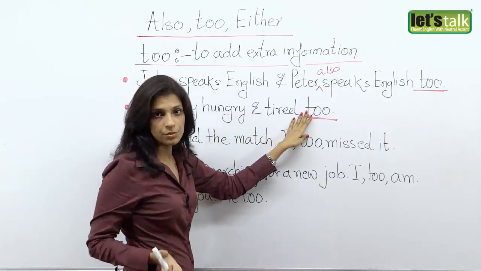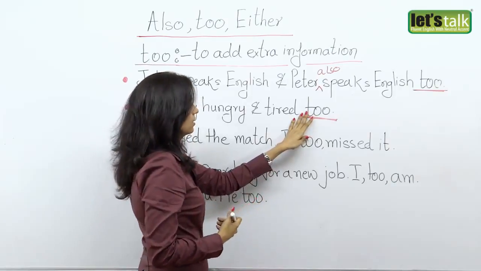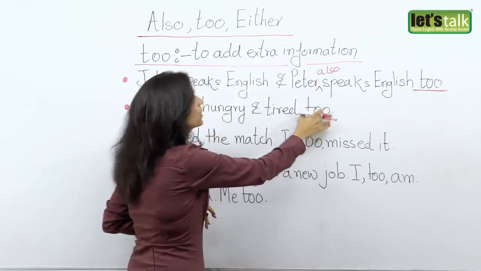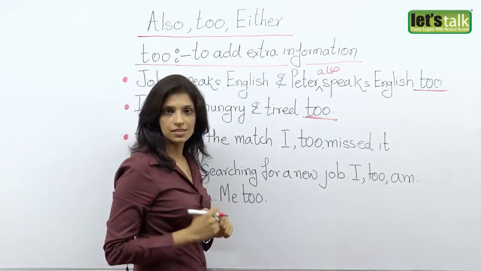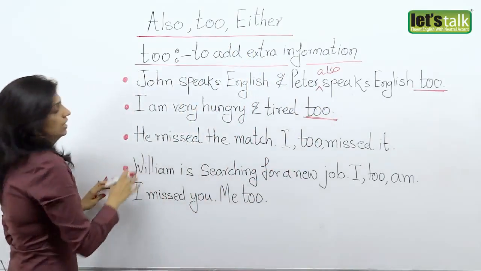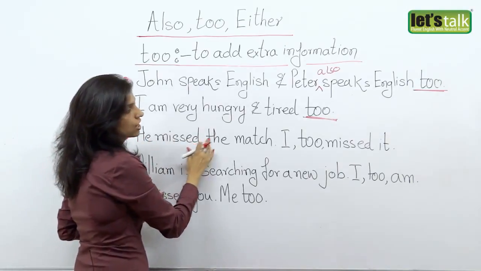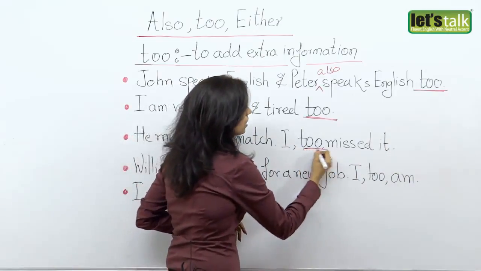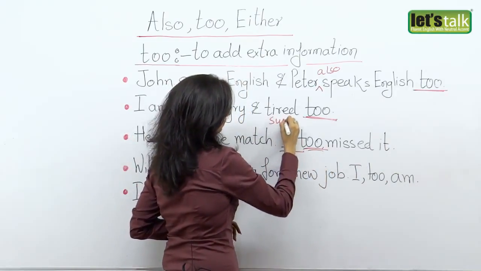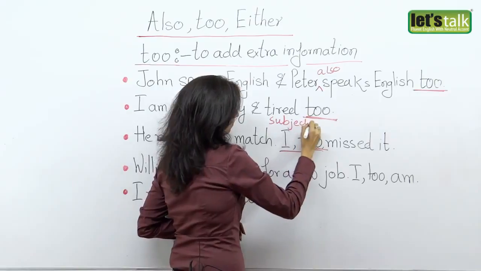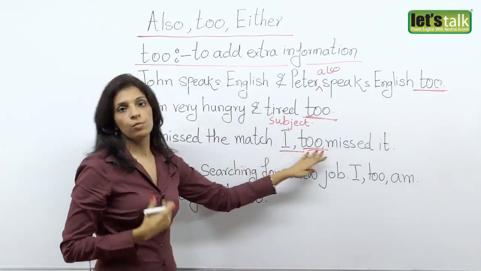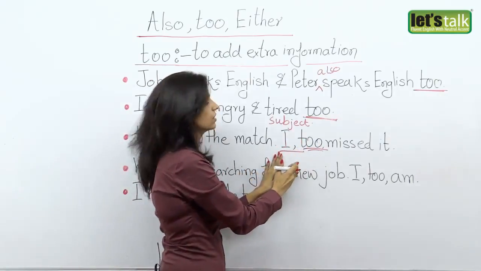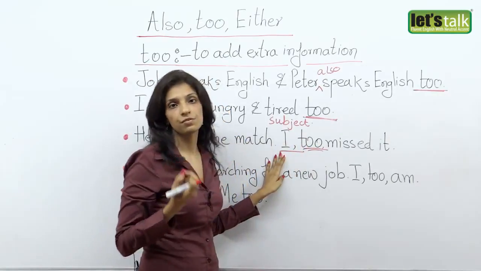That has a totally different meaning. We'll see it in some time. But right now, we use too at the end of the sentence when you want to add extra information. Alright? In my next example, he missed the match. I too missed it. Now, I'm using too after the subject I. This is a very formal way of speaking. So, when you use too after the subject I, it means that you are speaking very formally.